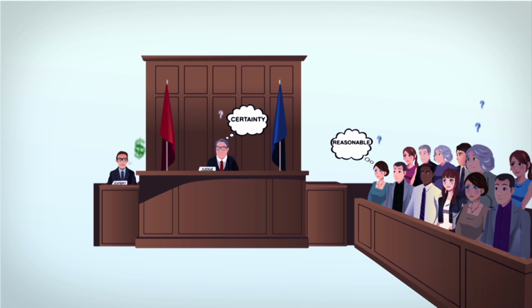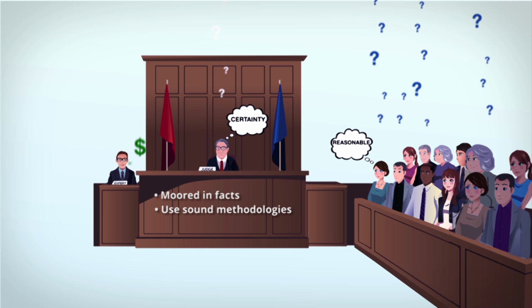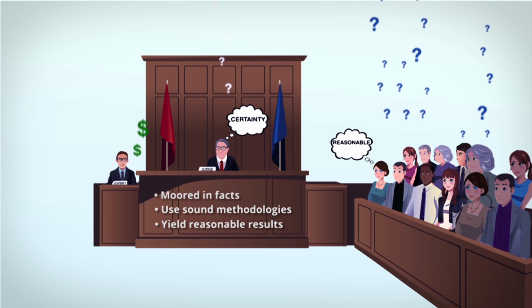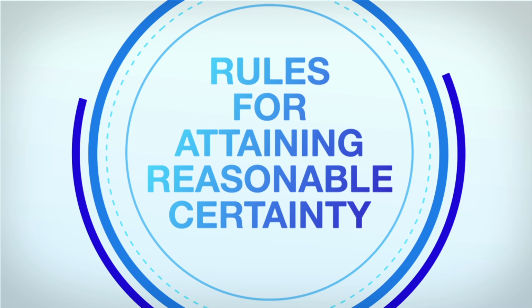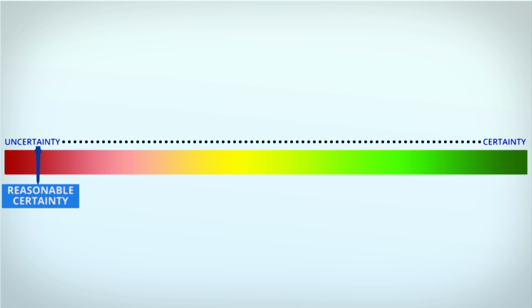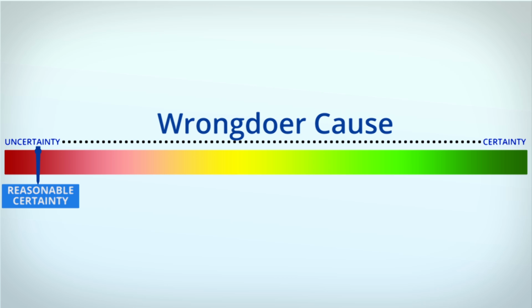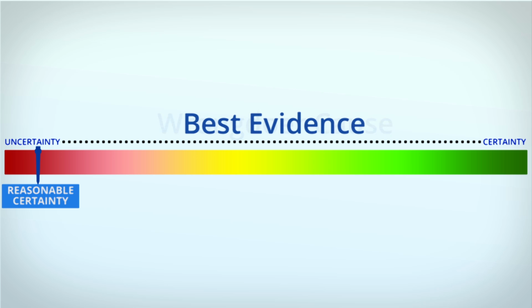There is a borderline between permissible speculation and intolerable guesswork. A damage calculation need not prove that all elements are certain, but such calculations must be moored in facts, use sound methodologies, and yield reasonable results. While courts have issued opinions that may appear to be inconsistent, there are certain rules that are frequently cited. These rules include issues regarding fact and amount, what level of precision is required, wrongdoer cause, how the defendant's wrongdoing should affect the plaintiff's ability to recover damages, best evidence.